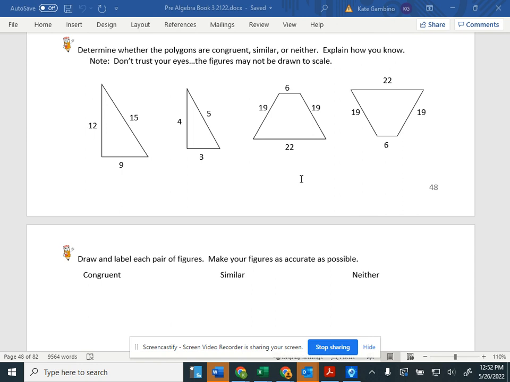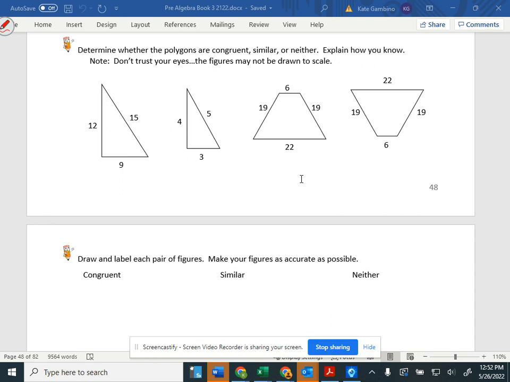So if we look at number 1, or it's not numbered, but we look at this first one. We have a triangle with sides of 12, 15, 9, 4, 5, and 3. Is it congruent, similar, or neither? Chase. They're similar because all the sides are proportional by 3. So you have to prove it. So you can't just write similar. You have to show your proportions. Okay? We can never just look at it and say, yeah, I think it is. Looks similar to me, and write similar. You have to do the math.